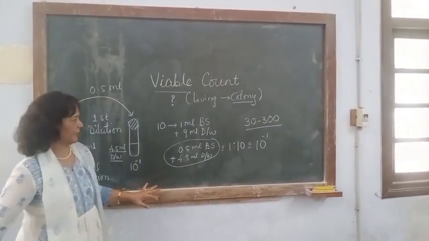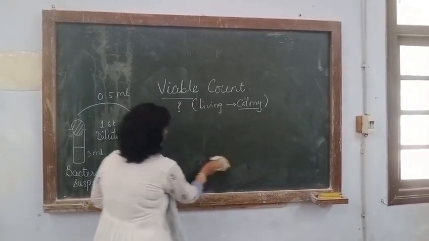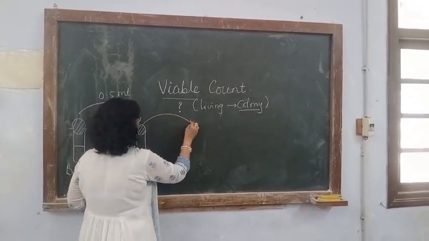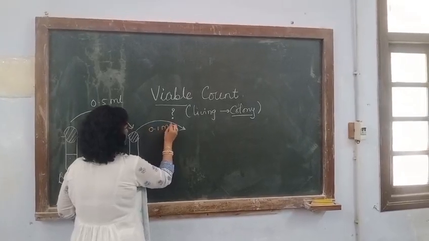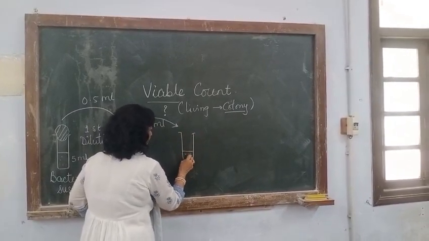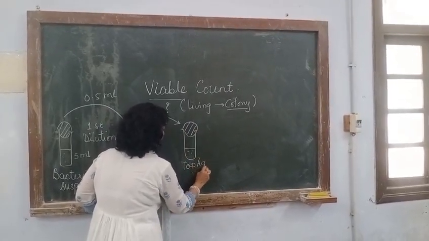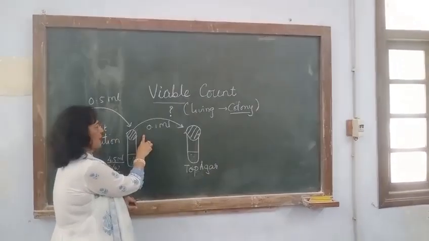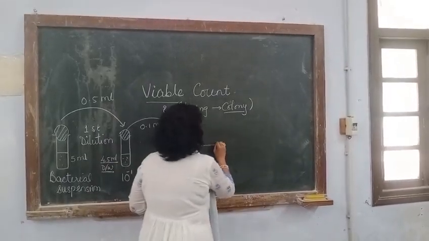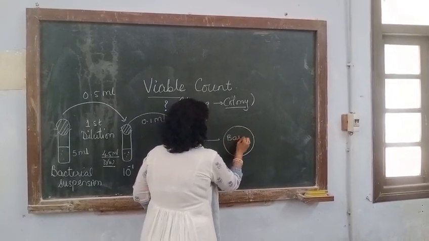Now what is to be done in the next step? We are going to plate it out. Now how? This is our first dilution, and we have to take here 0.1 ml of this first dilution, and we are going to add it in the top agar when it is already hot. In the top agar tube, we are adding our first dilution with the help of a pipette, that is 0.1 ml. We will shake this properly, and then we will overlay or pour this top agar on the base agar plate.